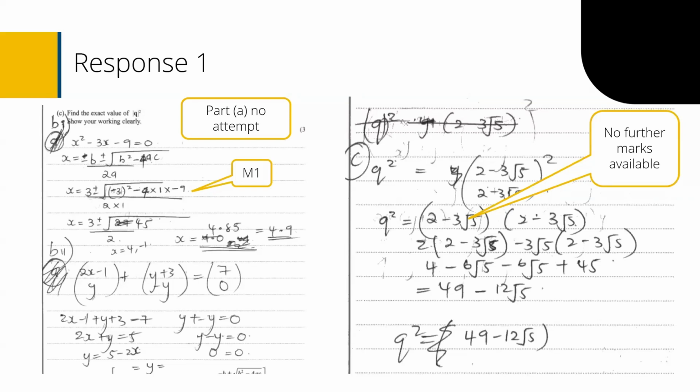And that's for the quadratic. They still have plus or minus, so 0 accuracy marks. And the final answer is in decimal as well. Part C is incorrect working throughout, so no marks. So total, they get 1 out of 12.